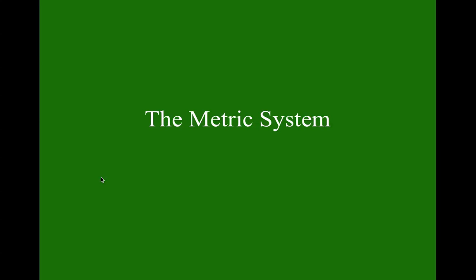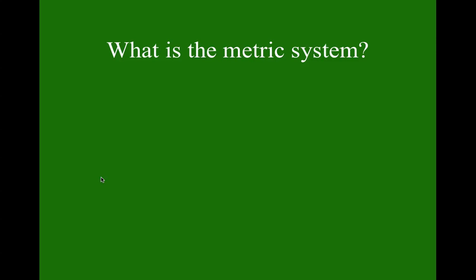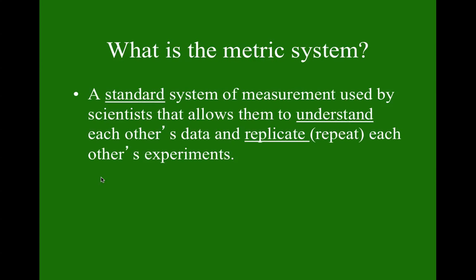So our next segment has to do with the metric system and talking about the units that are involved in the metric system. The metric system is a standard system of measurement that scientists use that allows them to understand each other's data and replicate, in other words, repeat each other's experiments. And this idea of a standard system is actually very, very important.